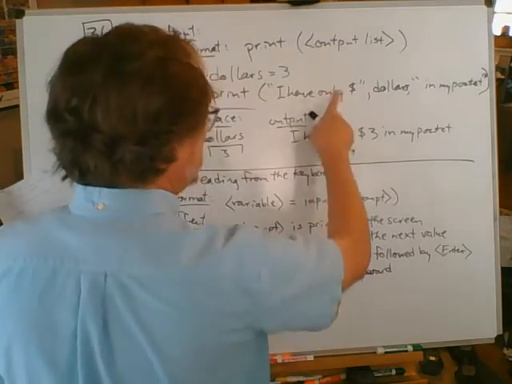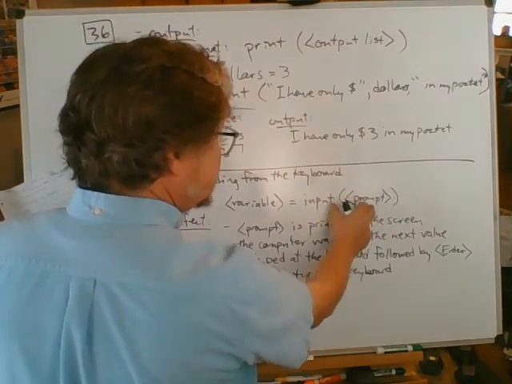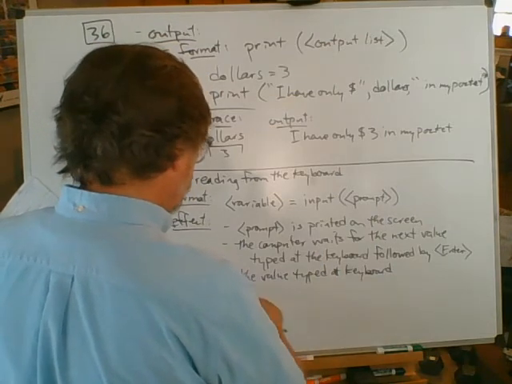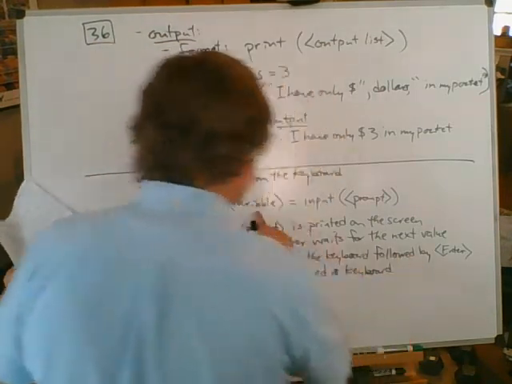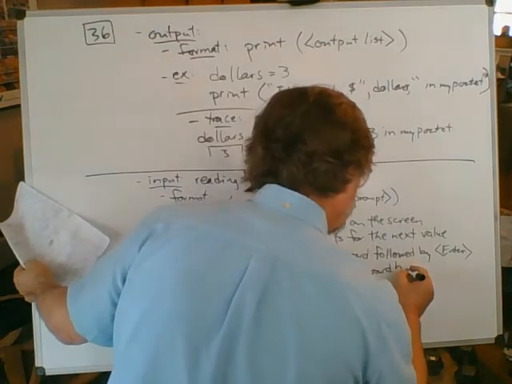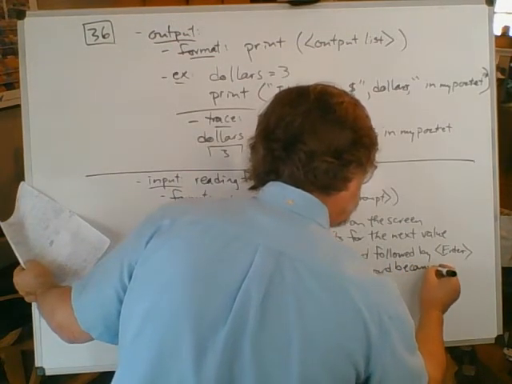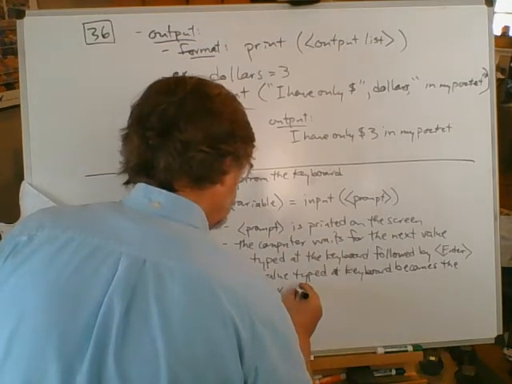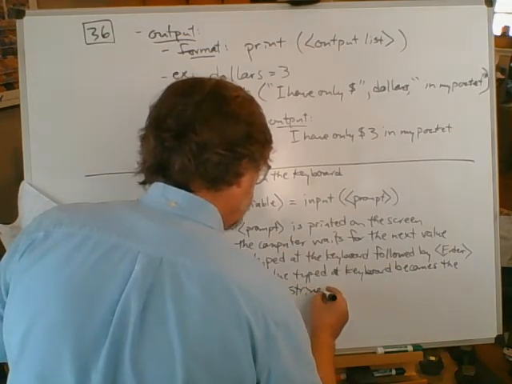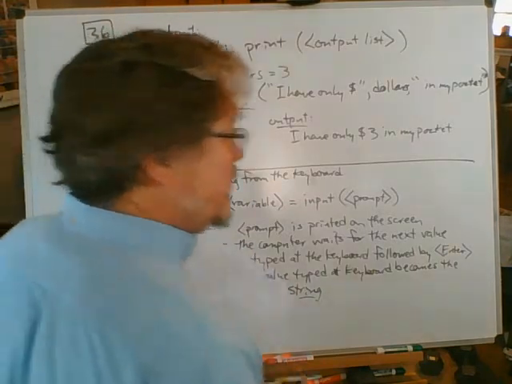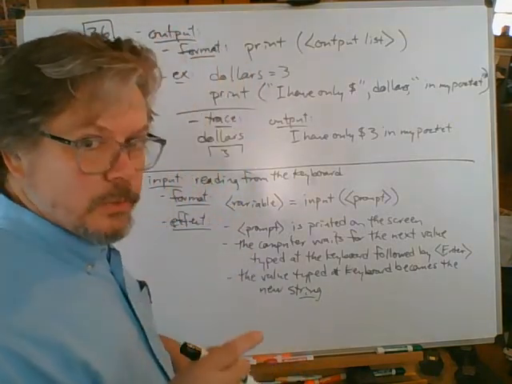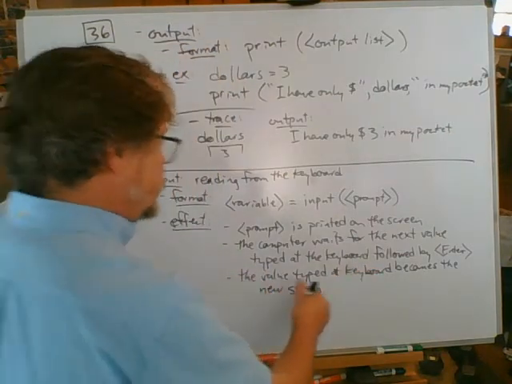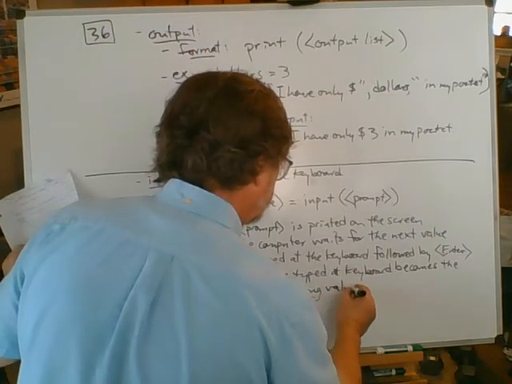Technically, it's the value of the right-hand expression here. That's an expression. The value of that expression is what they typed in before they pressed enter. I'm not going to write all that. The value typed at the keyboard becomes the new value of variable. Well, wait, hang on. Becomes the new string. And I'll even underline that. It's read in as a string no matter what it looks like. You could type in 1, 2, 3 and it reads that in as a string of characters. The value typed at the keyboard becomes the new string value of variable.